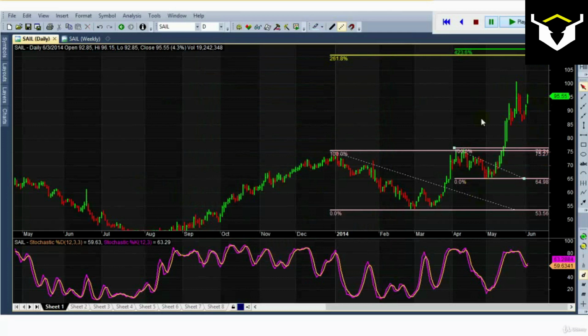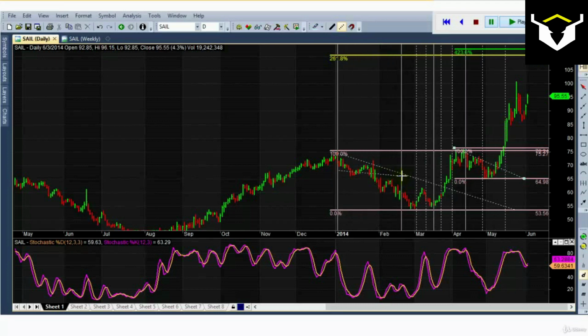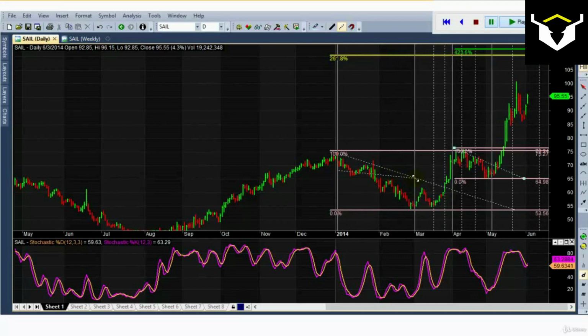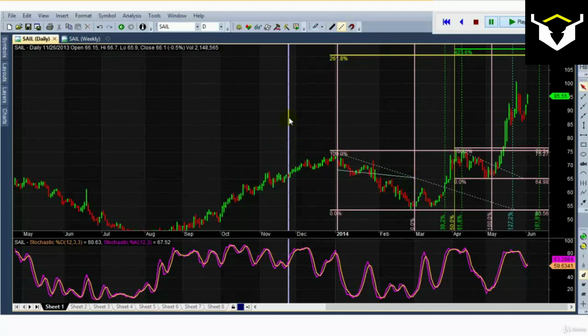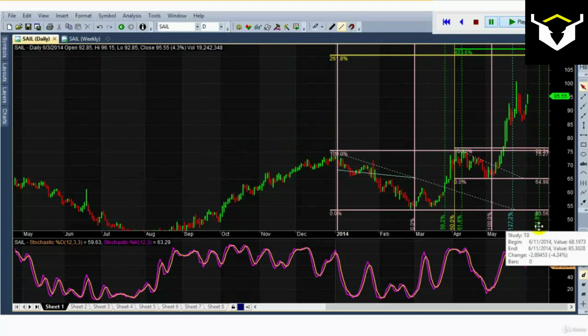So I have 261 at 110, 423 at 112, and next I will use time extension to know if there is a tight time range where prices might terminate. Prices are moving towards these two levels, and the nearest time extension is 161.8 at 11 June 2014.